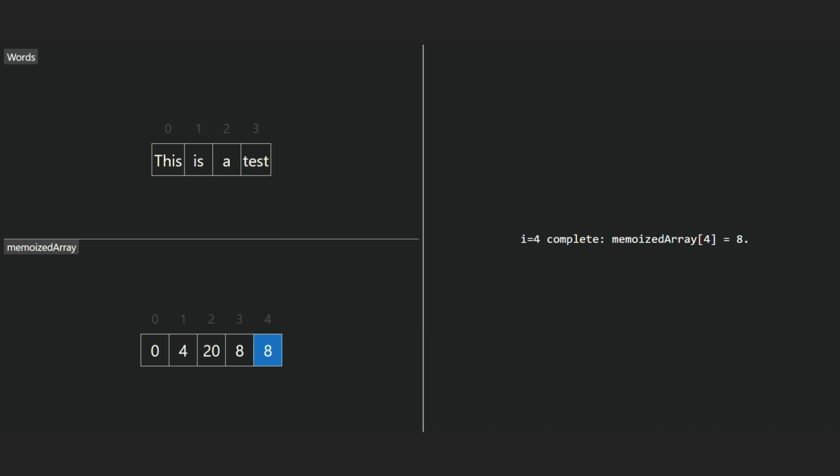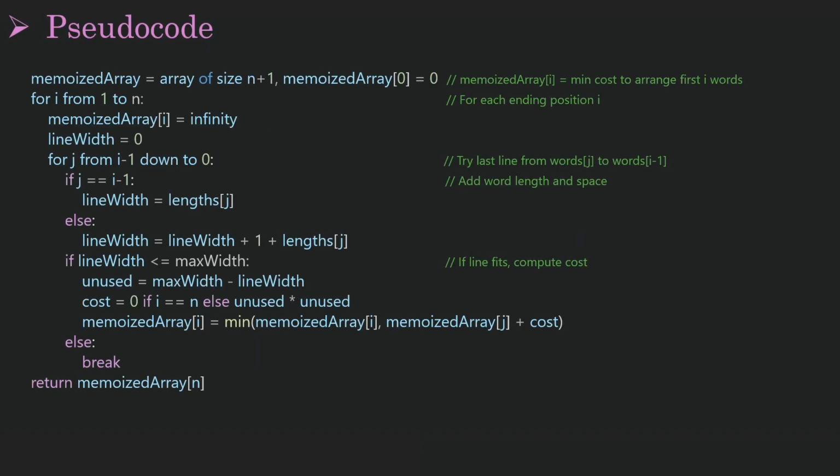The minimum total messiness for wrapping "this is a test" within width 6 is memoized array 4 equals 8. One way to achieve that is line 1 width: "this", for a cost of 4, line 2 width: "is a", for a cost of 4, and line 3 width: "test", for 0 cost. The total cost is 8. This completes the word wrap demonstration.